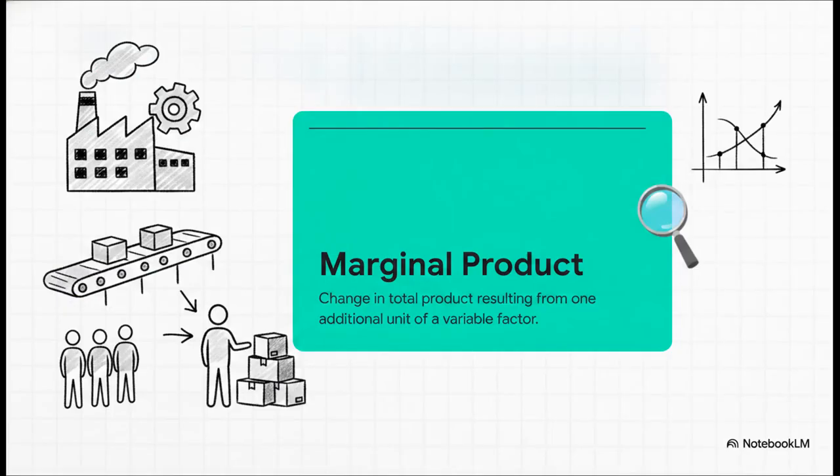To really understand what's happening on our hypothetical factory floor, we've got to track two key things. The first is total product, or TP, and that's exactly what it sounds like, simply the total amount of goods your factory produces. But the second metric, that is our true hero here. It's marginal product, or MP. Marginal product tells us exactly what each new additional worker brings to the table. So if you hire just one more person, how much does the total output change? That specific change is your marginal product.